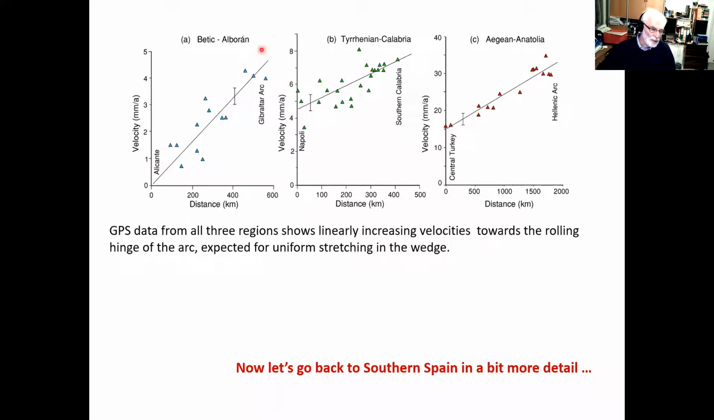In places like southern Spain, we have much slower rates of spreading, only 5 millimeters a year at the present time, but we can estimate what that would have been in the upper Miocene, and that would have been much more like this. It would have been 25 millimeters per year. So this is a very characteristic feature of a stretching block of lithosphere.